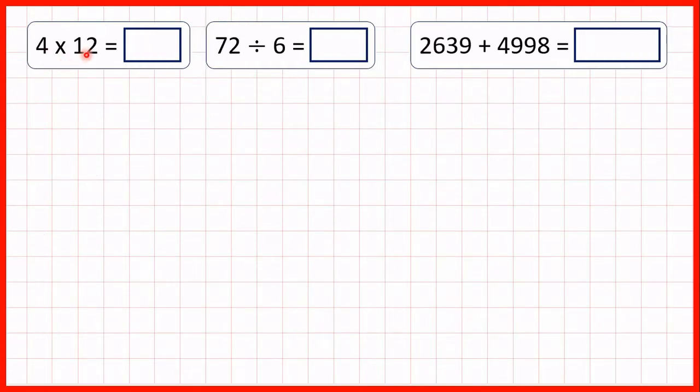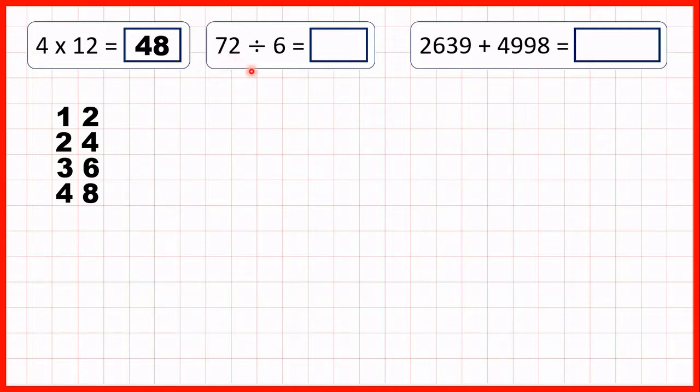4 times 12. We should know this one, but if we don't, we can count up in steps of 12 4 times. So that's 12, 24, 36, and the fourth multiple of 12 is 48. So that's our answer.